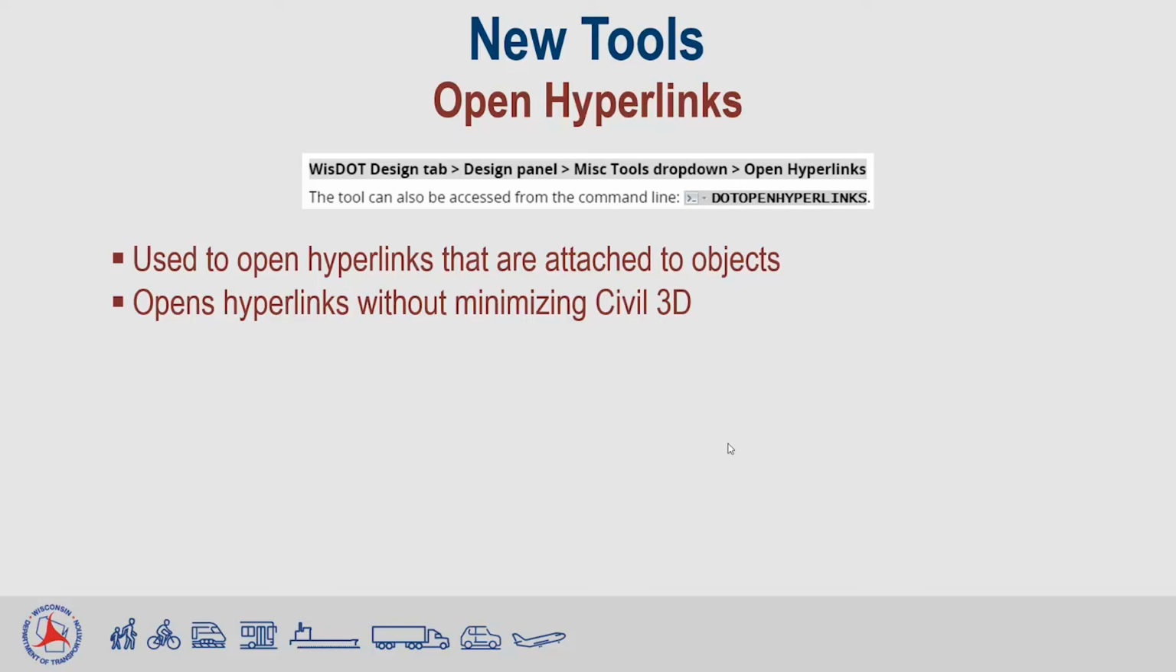So what this does is it gives you another way to open hyperlinks in Civil 3D that are attached to objects. If you do it with the out-of-the-box function to open hyperlinks in Civil 3D, the whole application minimizes. So let me just jump in and do a quick demo of what I'm talking about there.